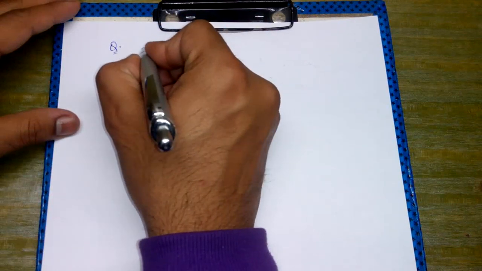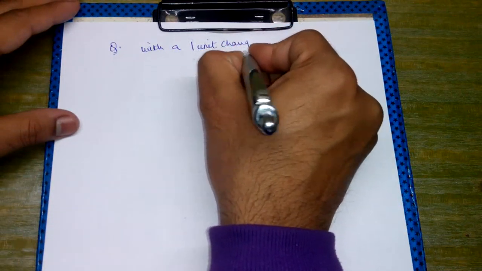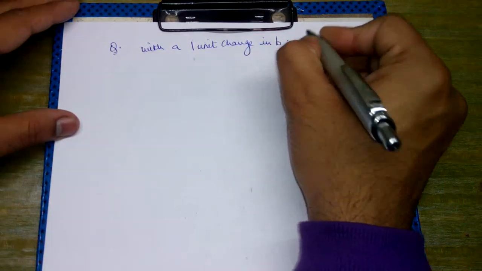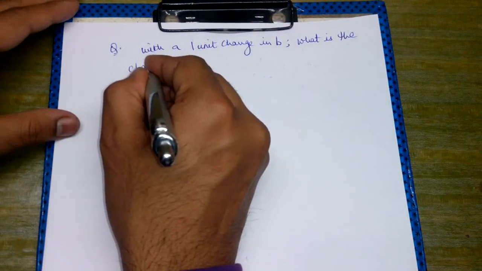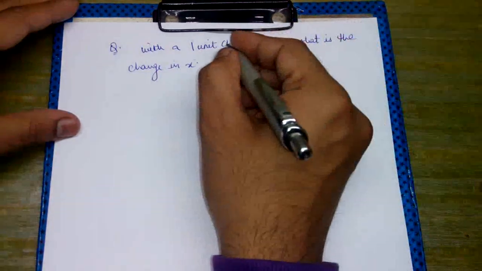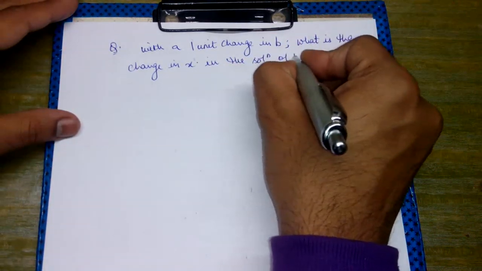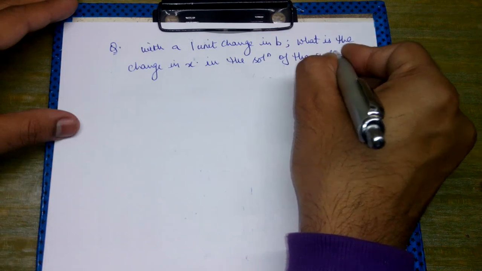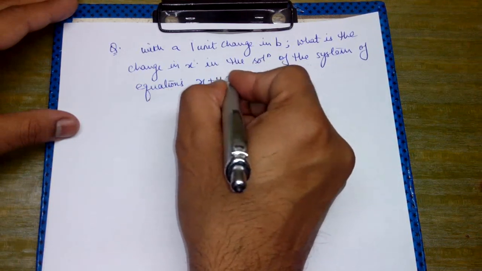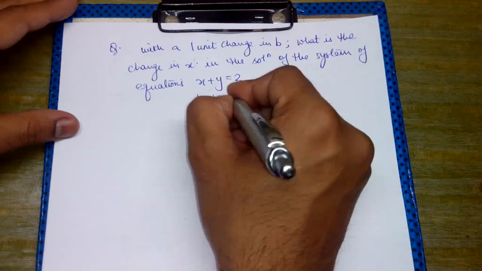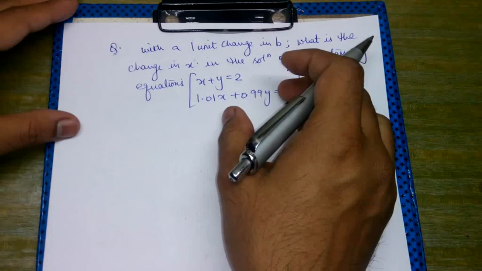Okay, now we will do an important question which was asked in GATE. The question was, with a 1 unit change in b, what is the change in x in the solution of the system of equations x plus y is equals to 2 and 1.01x plus 0.99y is equals to b. Okay, so these two equations have to be solved.